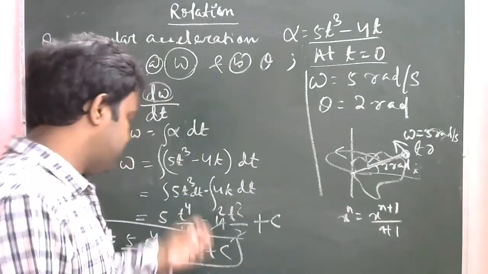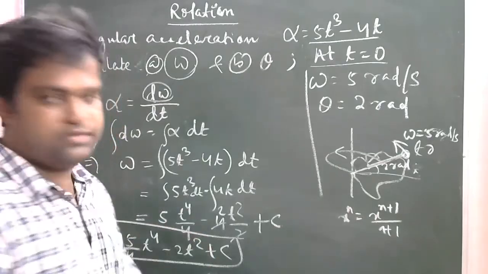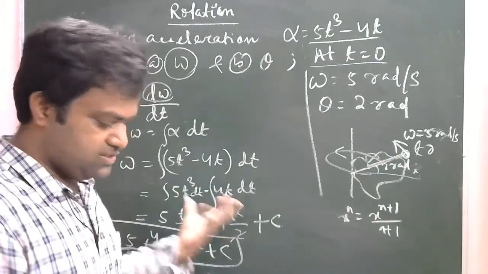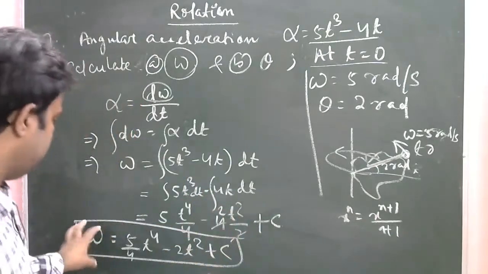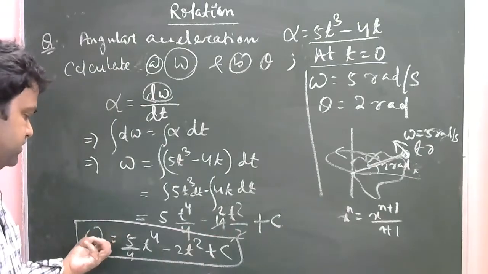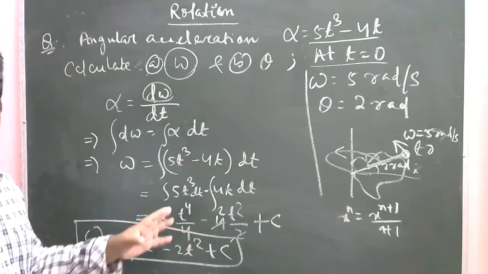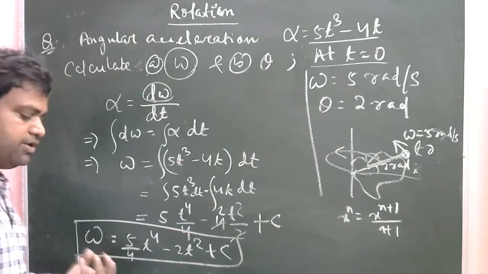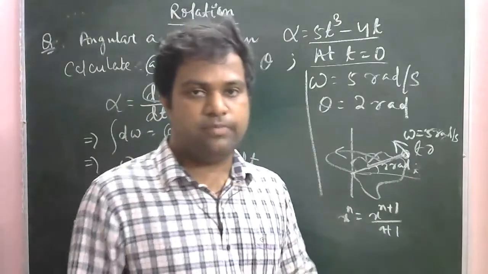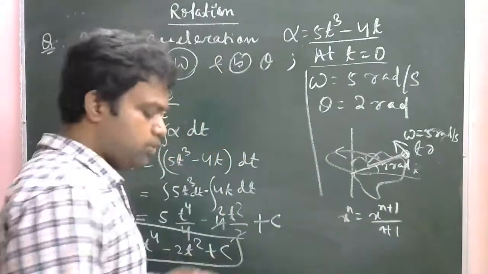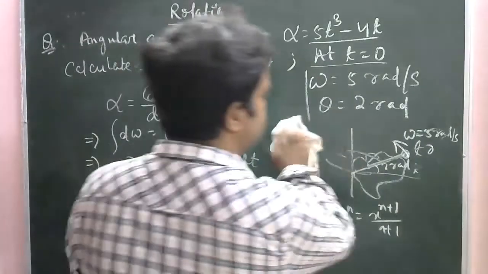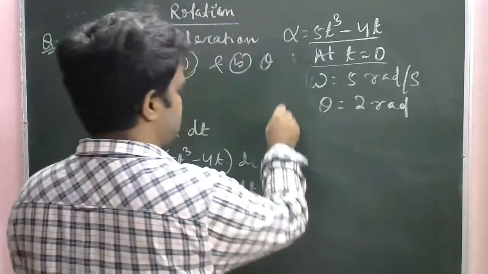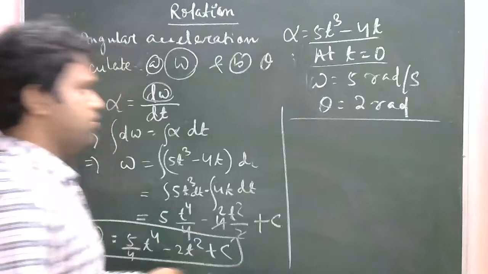But we do not know the c. We want omega as a function of t. We don't want c, so we should calculate c. Then only we can get omega explicitly dependent upon t only. We'll get some function that will be only dependent on t. Omega will be a function of t. So how will you calculate that? We will calculate that using the concept of this condition.